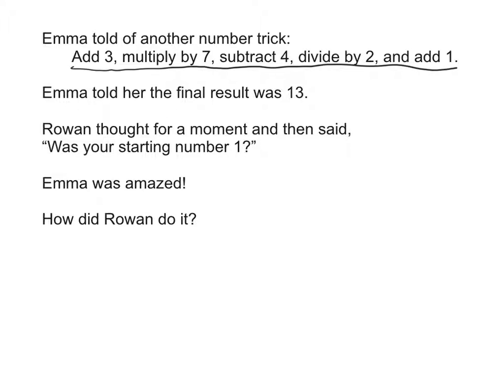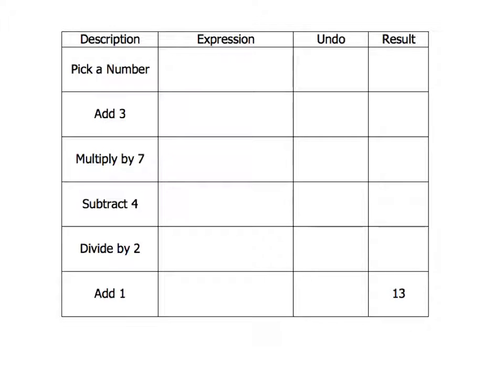Well, let's think about what Rowan did. The way we're going to approach this is we're going to take a look at a quick table, and we're going to work through our expression. So here's the idea. Emma picked a number, and she did those 5 operations to it. Well, let's generalize it. We're not going to pick a number. Let's pick x. Then we're going to build our number trick using the order of operations. So we'll take x, and we'll add 3 to it. We'll get x plus 3.